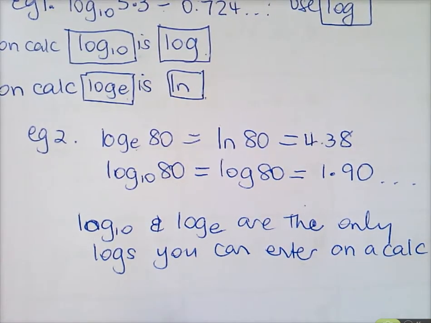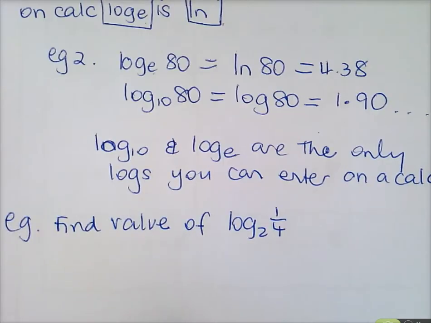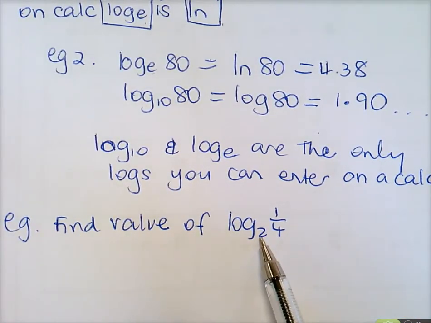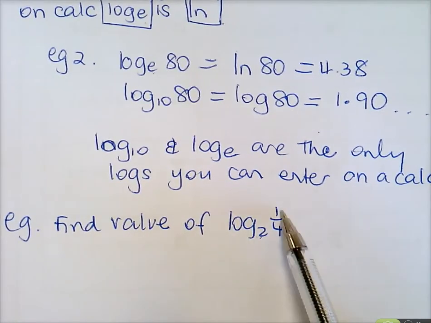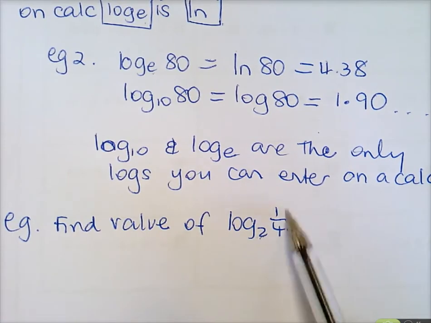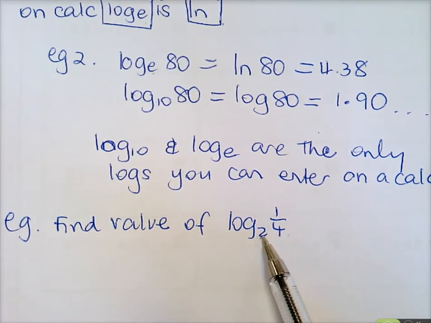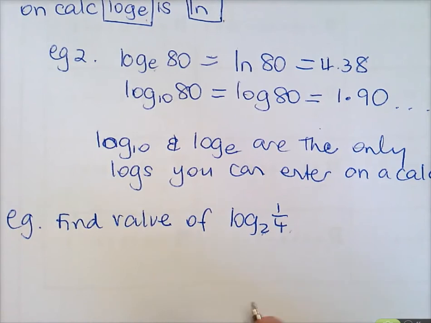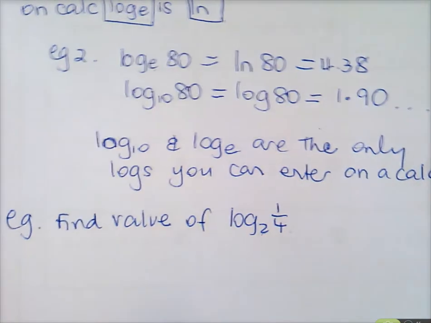Now, we're going to go back to that definition. Another example. Find the value of log to the base 2 of a quarter. Now, girls, you can't do that on the calculator. So what a log really means is 2 to the power of something. Log to the base 2 of a quarter means 2 to the power of what is a quarter? Anyone know? Well, 2 to the power of 2 is 4. 2 to the power of what is a quarter? Negative 2. Yeah, that is the answer.